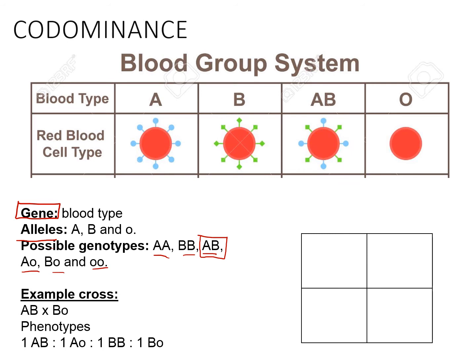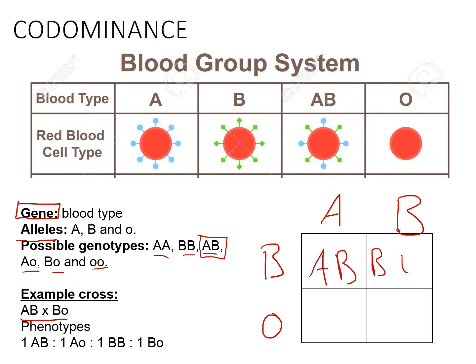So an example cross, AB crossed with BO. If you remember the rules of how you draw a Punnett square, it's pretty simple. I'll draw the AB parent on top. Half the time, a gamete will receive an A. Half the time, a gamete will receive a B. From the other parent, half the time, their gametes will receive a B. Half the time, an O. You combine them, AB, BB, AO, and BO. So in this case, each square represents a 25% chance that a child born of this cross would be that blood type.